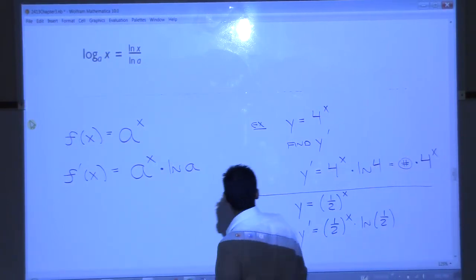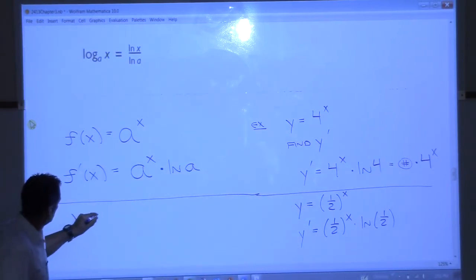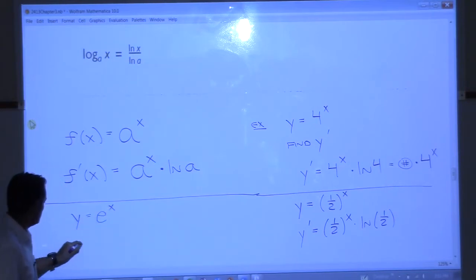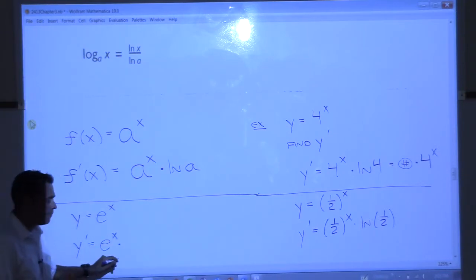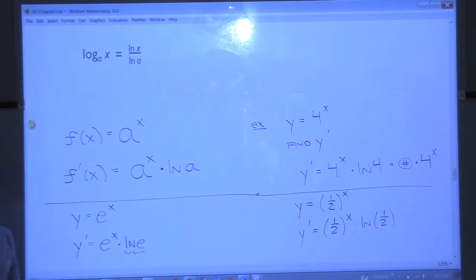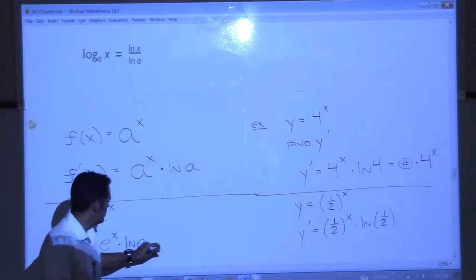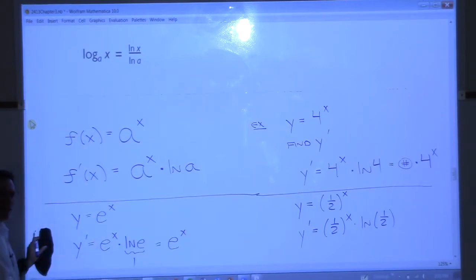Okay, now let's get to the very special one. If y is equal to e to the x, what is its derivative according to this formula? Itself, e to the x, but then we have to scale it by what? Natural log of e. But what is natural log of e? It's 1, right? So this is really just e to the x. It's the same principle, but the thing you're scaling it by is 1, so it doesn't get scaled at all. It just stays the same. All right?